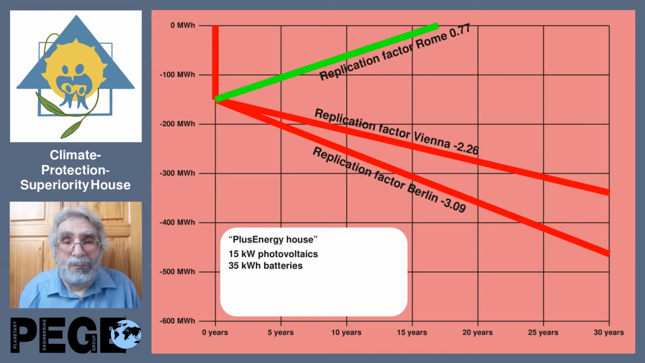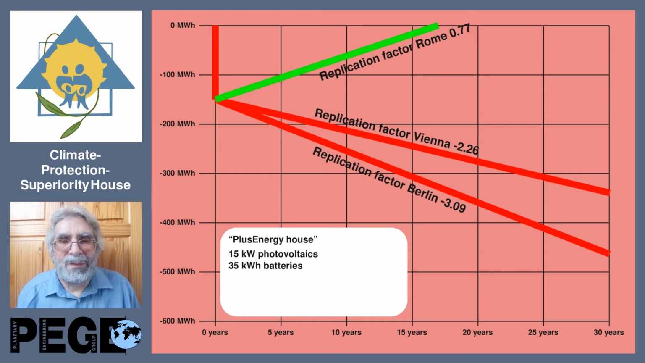Now, what about a PlusEnergy house? The term PlusEnergy house is not protected. Everybody can use it and misuse it. There are even vendors who tell in their advertising prospectus, we have a PlusEnergy house with only 4 kilowatt photovoltaic on the roof. That's a bad joke.